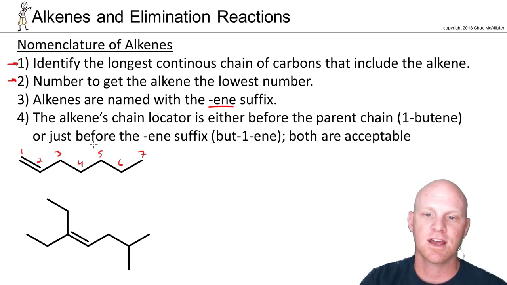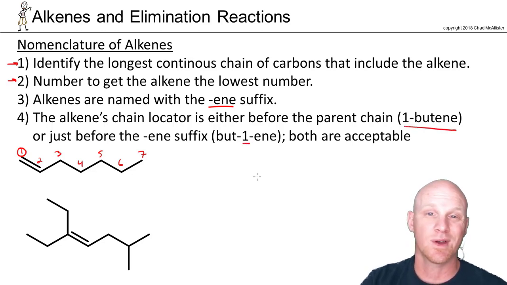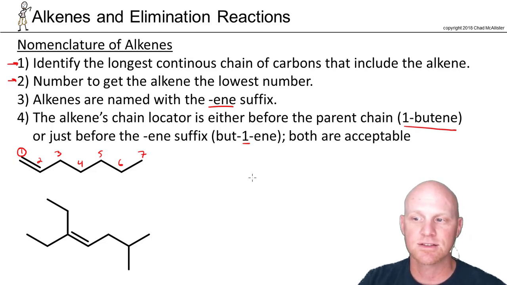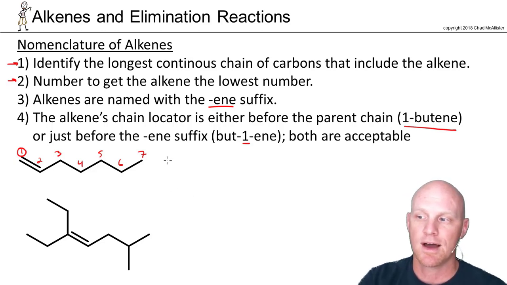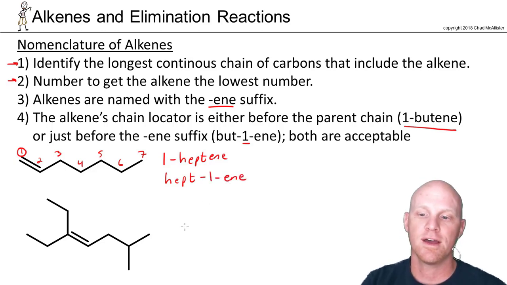And then finally, the alkene's chain locator, in this case, again, we're saying it's located at position 1, comes in one of two places, either before the parent chain or right before you say "ene." We actually stick it in the middle of a word, and we'll find out in some cases in the future when we've got multiple functional groups named in the parent chain, you've got no choice but to put numbers in the middle of the parent chain name. But in this case, either way is acceptable where we've got just the one functional group. And so we could call this 1-heptene, or we could put the chain locator in the middle of the word, so hept-1-ene. Both are acceptable.